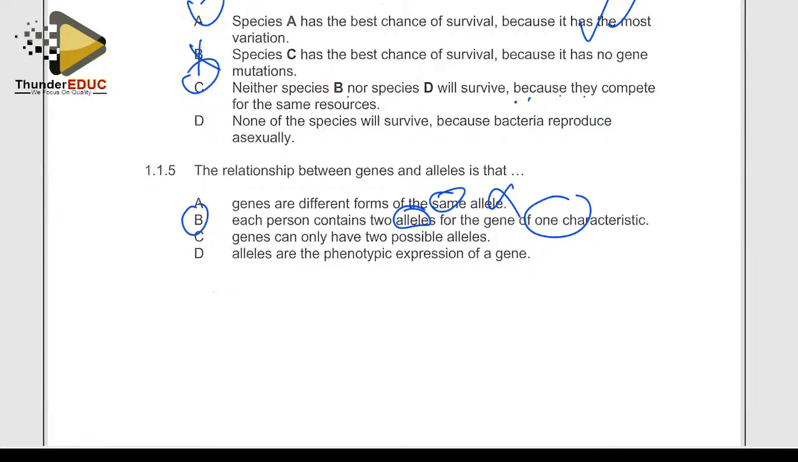I'm not saying that's the most correct answer. Gene can only have 2 possible alleles. Not related, because we have multiple alleles. Because of this word only makes it to be wrong.